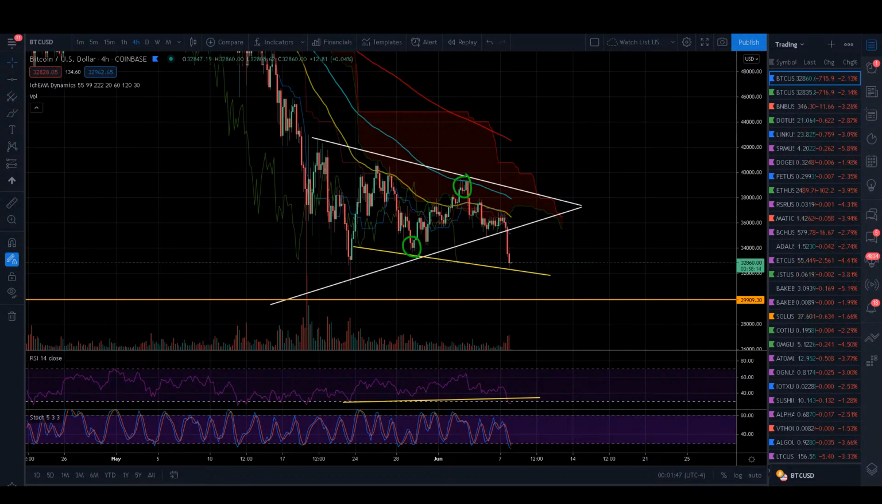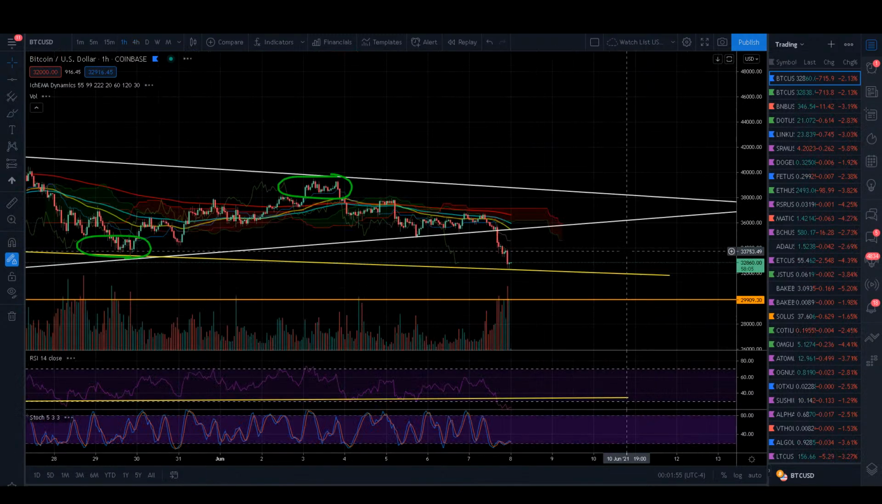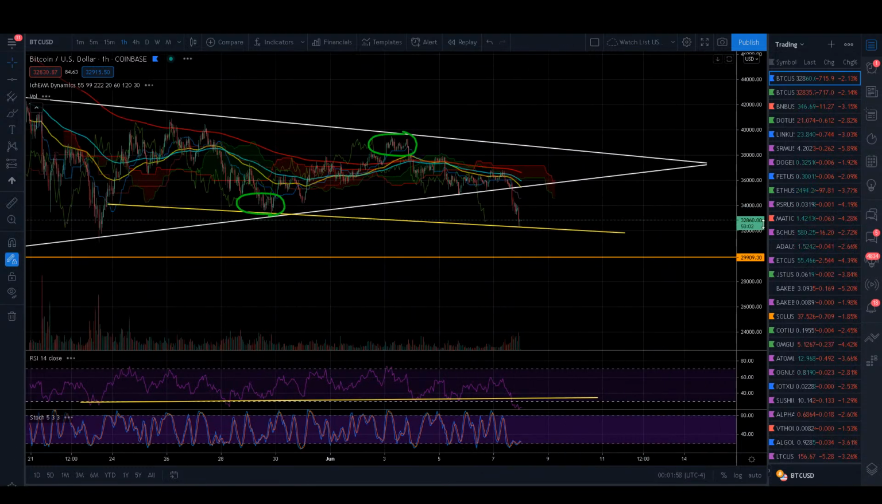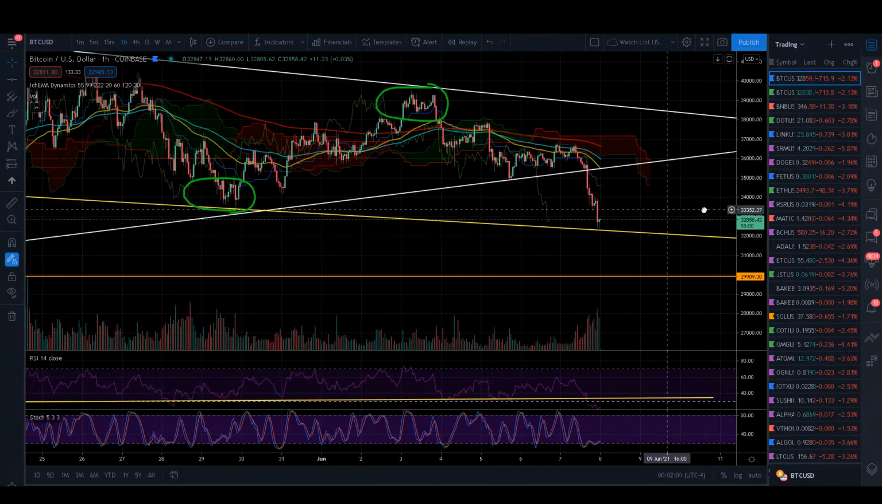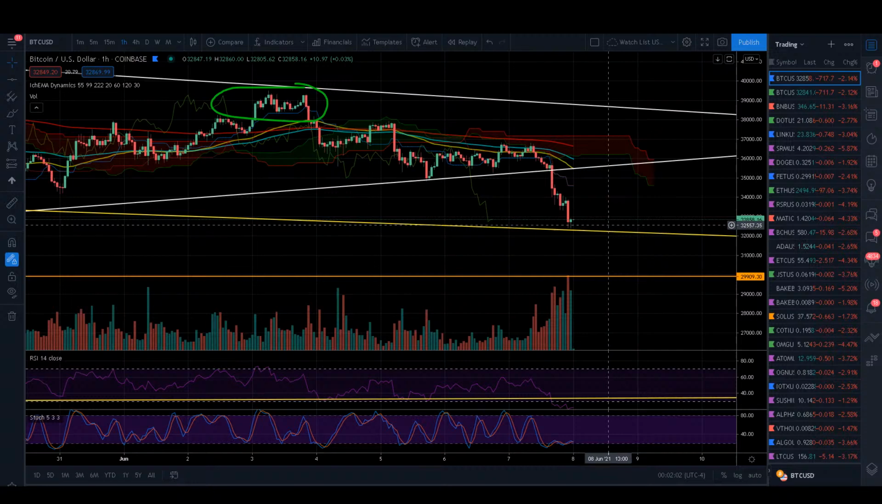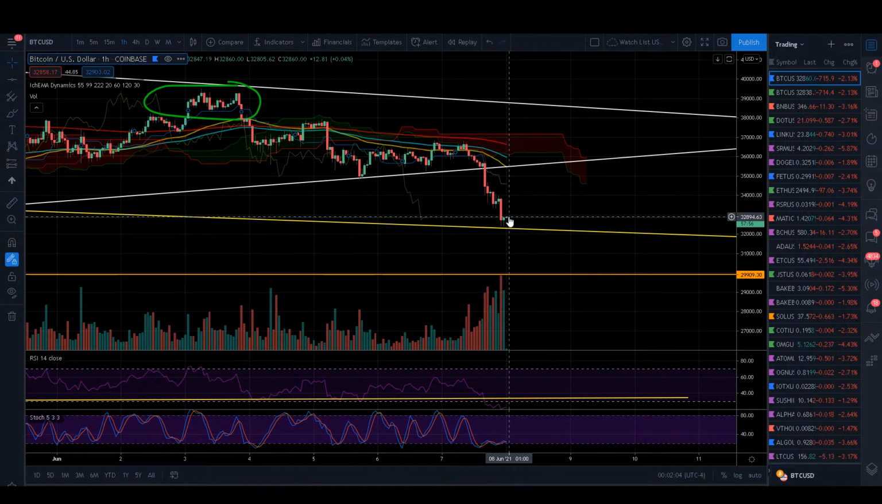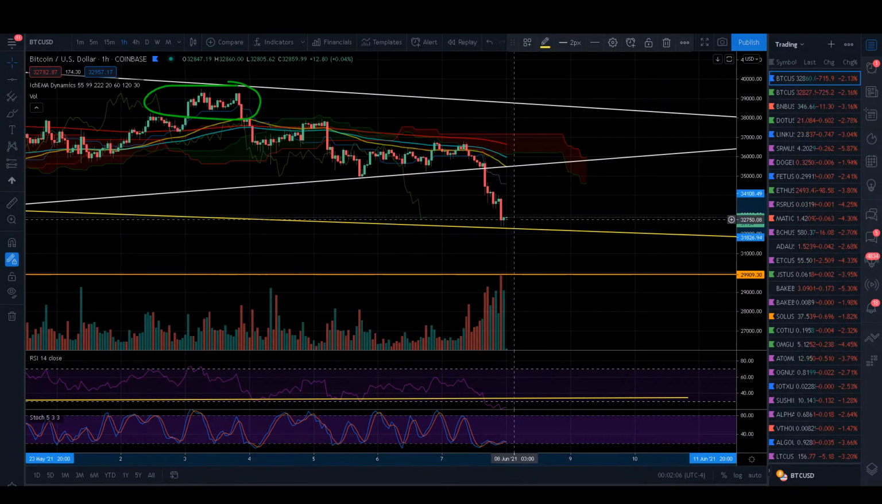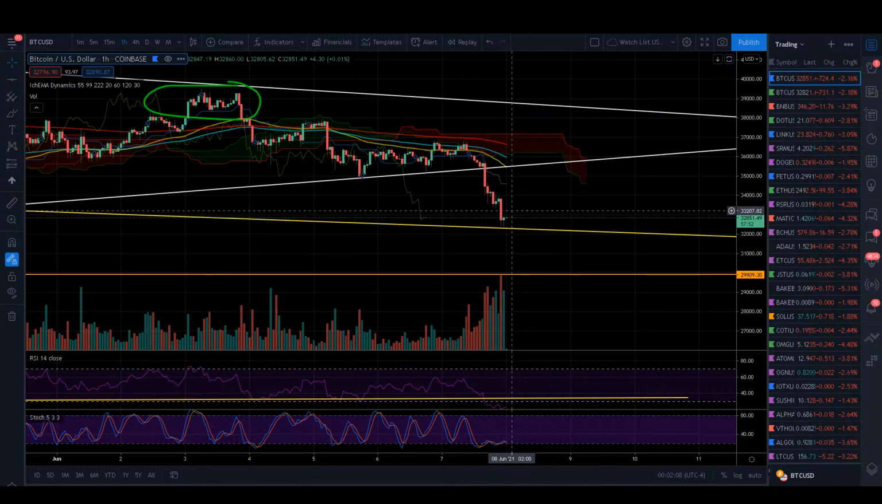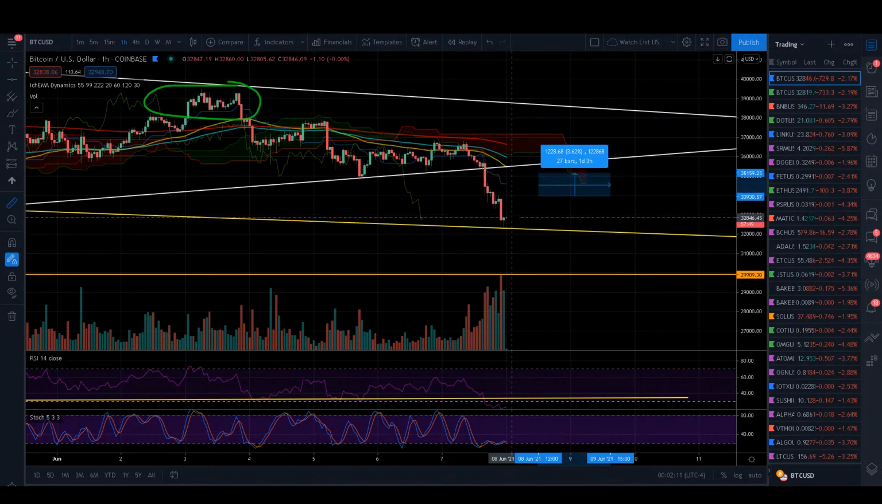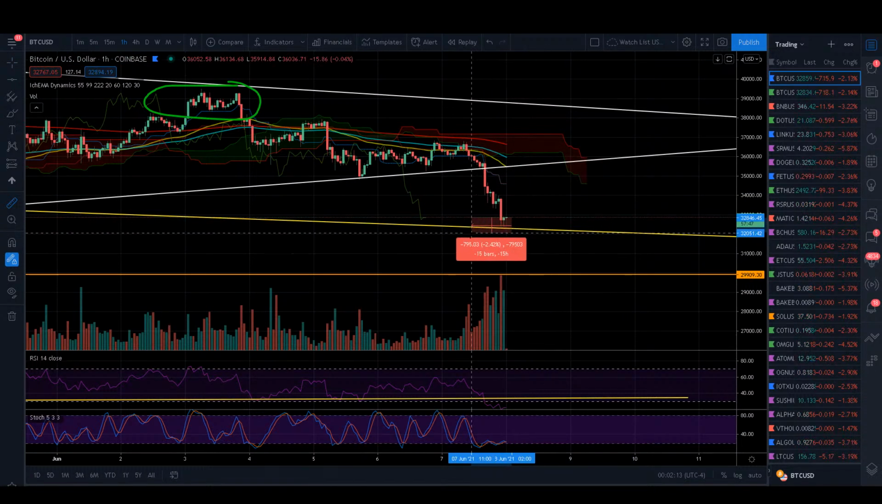So the other question, Oxman said, what about buying here with a tight SL below local lows? Well, that's again what I was talking about. To be honest, the hourly is fully reset. You could theoretically buy Bitcoin right here, right? And say your stop loss goes below that trendline support, 2.5% below your entry.